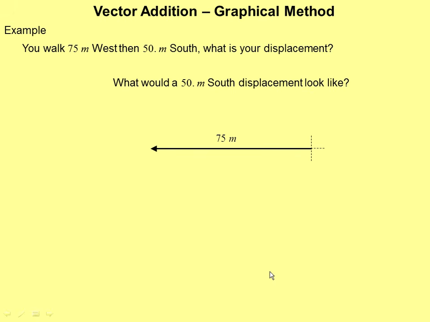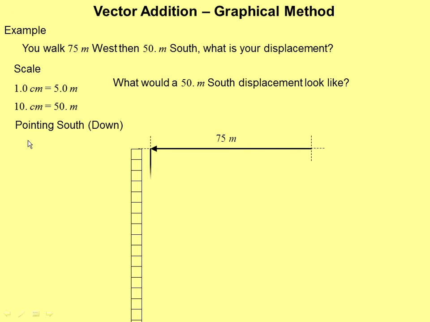Our next question is, what would a 50 meters south displacement look like? If this drawing is going to make any sense at all, we have to use the same scale. So 50 meters in the real world, since we're using a 1 to 5 scale, would be 10 centimeters in my drawing. And since I'm drawing south, south is of course down. So I'm going to draw a 10 centimeter arrow pointing down. But where do you think I should draw it from? Since we walked west and then we're going to walk south, we might as well put it right here. That's where we ended up after walking 75 meters west. So I'm going to put a new set of crosshairs there, and put my ruler pointing straight down and draw a 10 centimeter long arrow to represent 50 meters south.